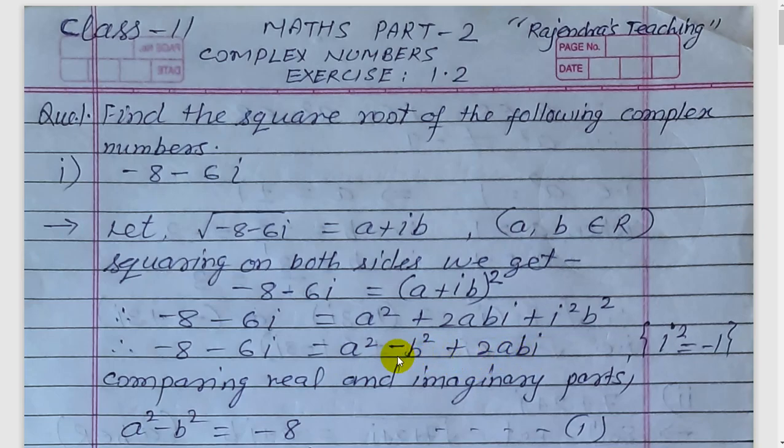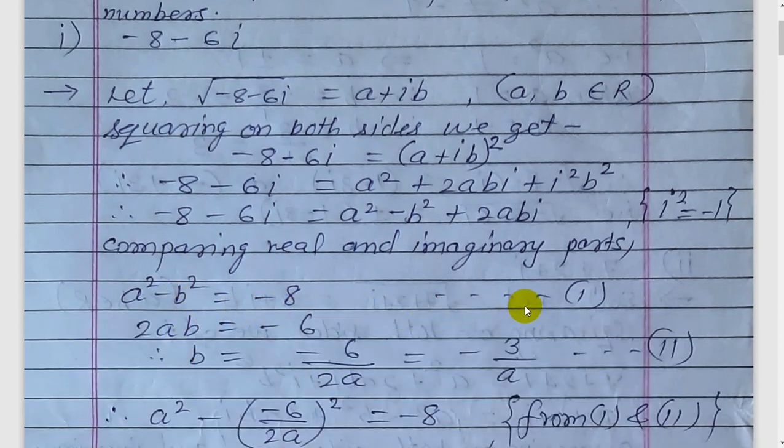Now we have two parts, real part and imaginary part, on the right hand side, and also on the left hand side, minus 8 and minus 6i, the real and imaginary parts respectively. So what should we do after this step? Comparing real and imaginary parts on both sides, we get a square minus b square equal to minus 8; consider it equation first. 2abi equal to minus 6i, so i gets cancelled here, and we get 2ab equal to minus 6. Therefore b equals minus 6 upon 2a, and its simplest form is minus 3 upon a. Let it be equation second.